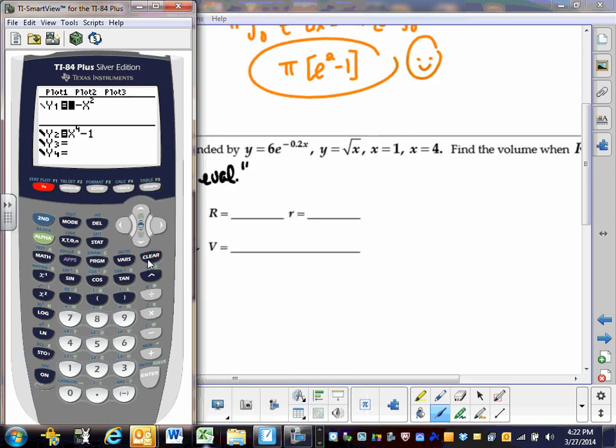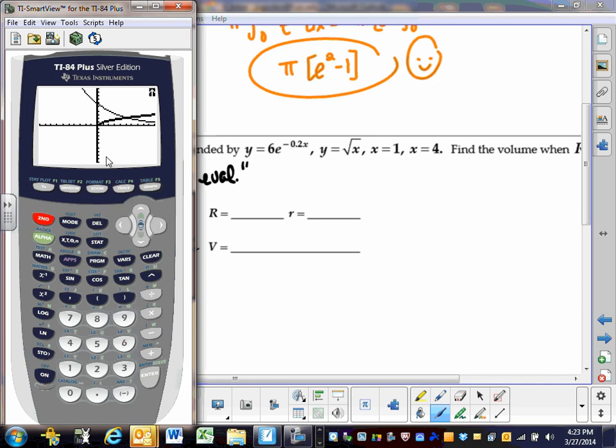And I'm going to graph. My y1 is going to be 6e. And be careful again substituting this into your calculator. You want to make sure that when you plug this in and type, that you watch out for those zeros and the decimals there. So it's negative 0.2x. And then we have the square root of x. I'm going to zoom 6 just so I can see what my normal window would look like. And I'm going to figure out where that intersection is.